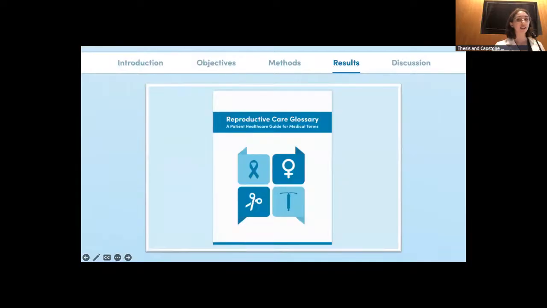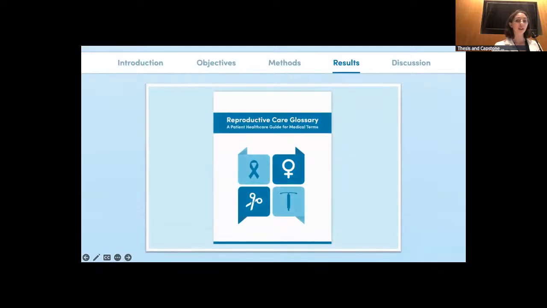Next, I created a reproductive care glossary. During observations, I noticed patients really struggled to understand the language used by providers. One word that stood out in particular as a troublesome term was salpingectomy, a term patients found difficult to say and understand. This inspired me to create a tool that could help patients overcome that barrier.